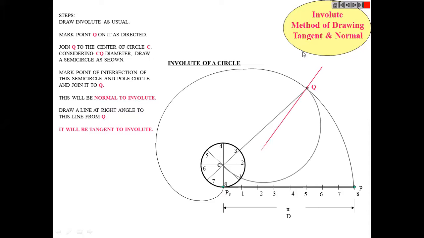What we need, I will repeat. First of all, join the point to the center. Now from that point to the center, take that much as diameter and draw one semicircle. Then mark the intersection point of this semicircle and our pole, meaning our shape, and the semicircle.